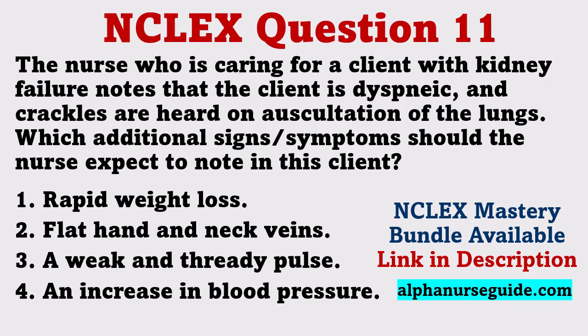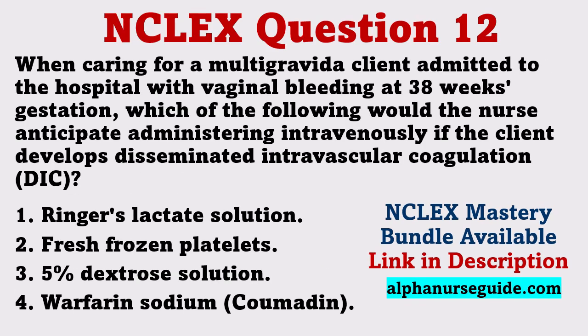hematocrit level. When caring for a multigravida client admitted to the hospital with vaginal bleeding at 38 weeks gestation, which of the following would the nurse anticipate administering intravenously if the client develops disseminated intravascular coagulation? 1. Ringer's lactate solution. 2. Fresh frozen platelets. 3. 5% dextrose solution. 4. Warfarin sodium.